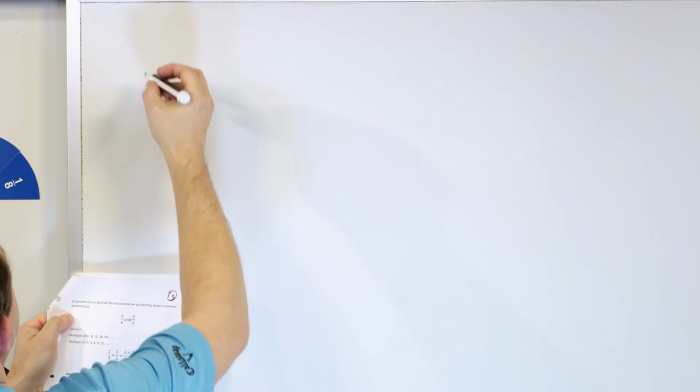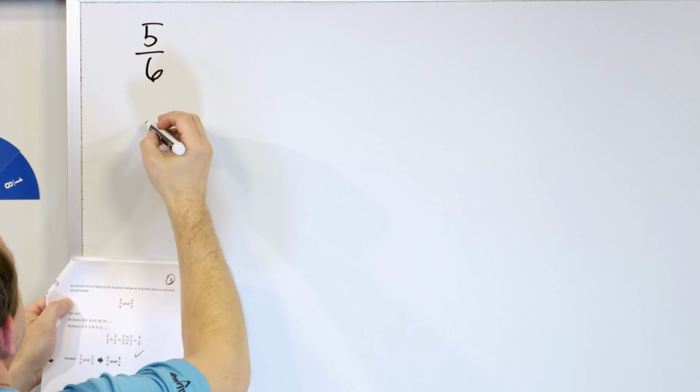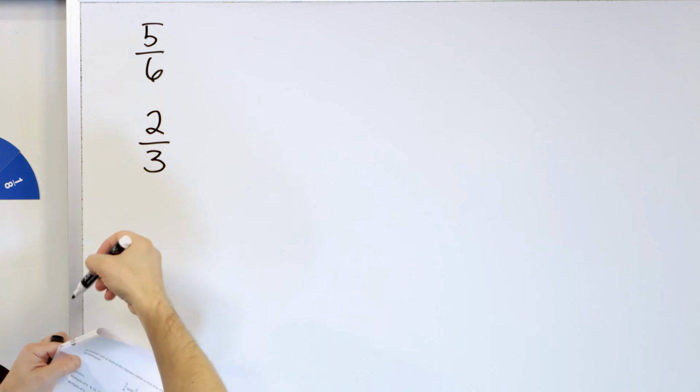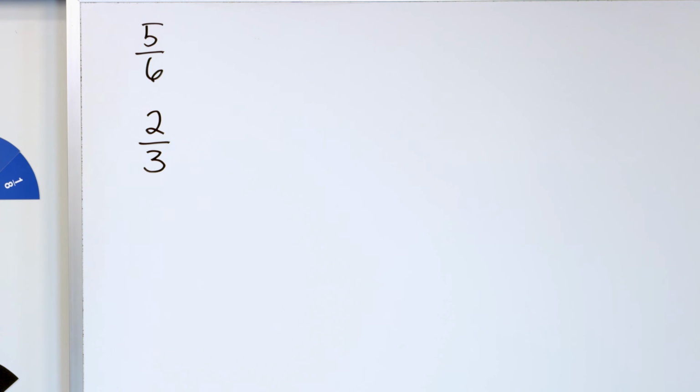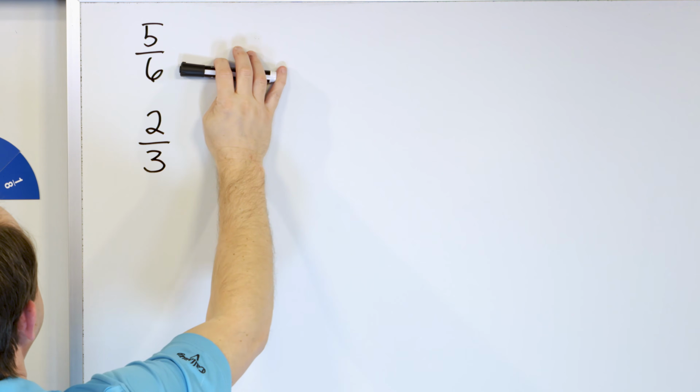All right, let's do another problem. Let's take a look at the fraction 5/6, and we're going to compare that, or we're going to talk about the partner fraction 2/3. All right, so we can multiply or divide this fraction by anything we want, as long as we do it to the top and bottom.